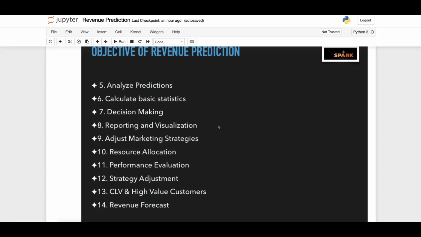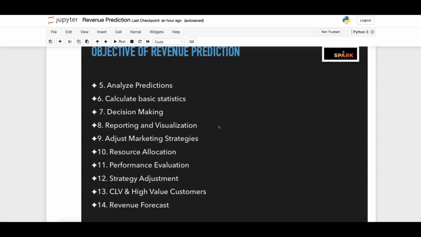The next step is calculate the basic statistics. This step basically refers to computation of fundamental statistics such as mean, median, and also looking at the standard deviation of the predicted values. The next step, the most critical step, is called decision making. This process basically utilizes the insights gained from the revenue prediction to make informed business decisions. So that will allow any data scientist to decide which products to promote, and whether those strategies can give higher growth revenues to the company. Then also we're going to talk about some of the stuff regarding reporting and visualization.